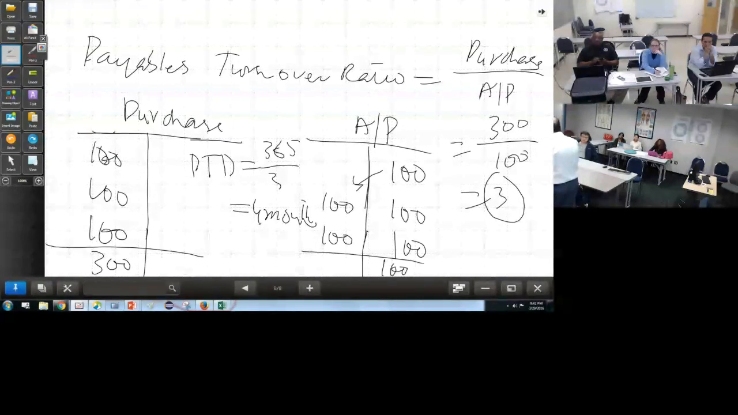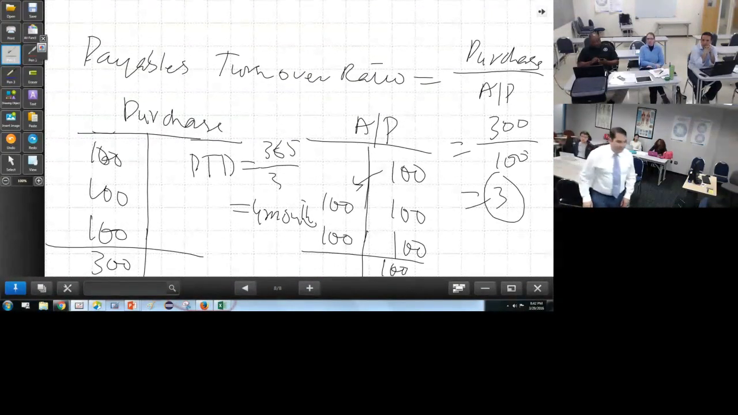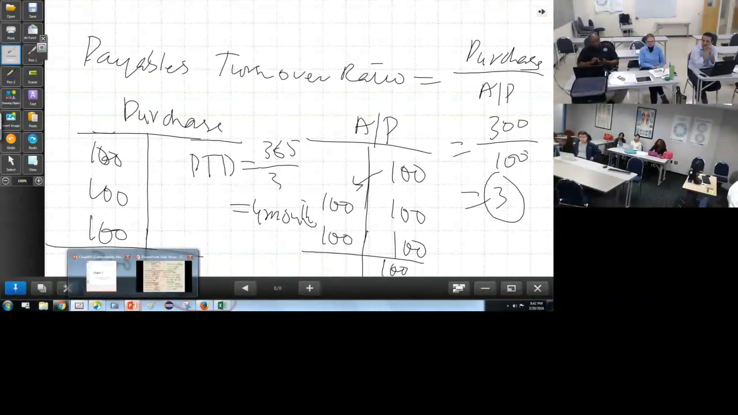And that is what we call the net working capital that we do. So we'll talk about that concept. Okay. Now let's combine these ratios, it makes sense.